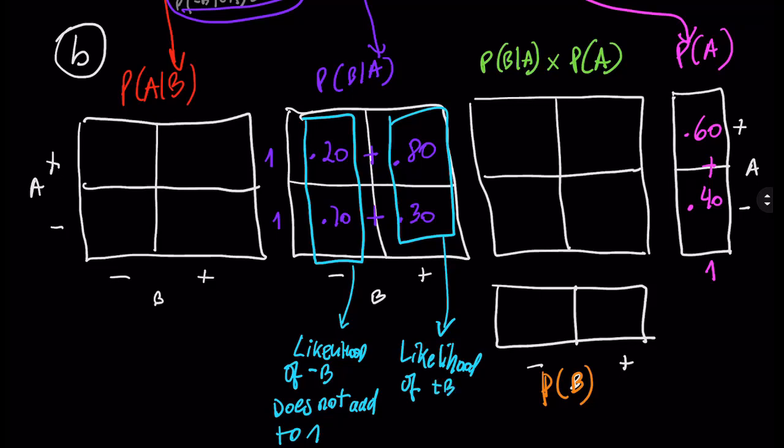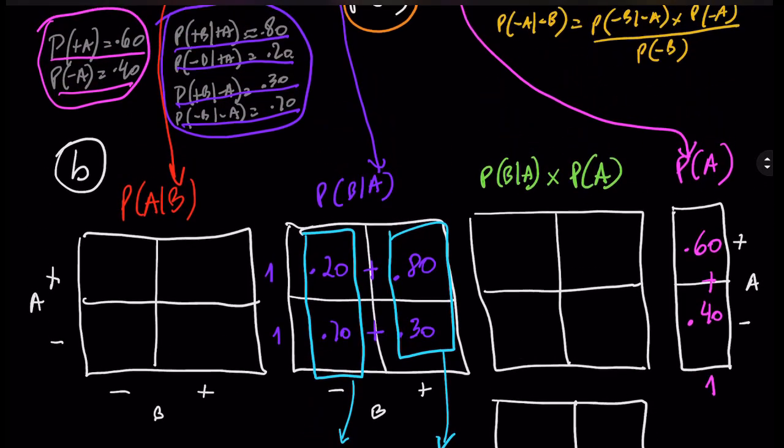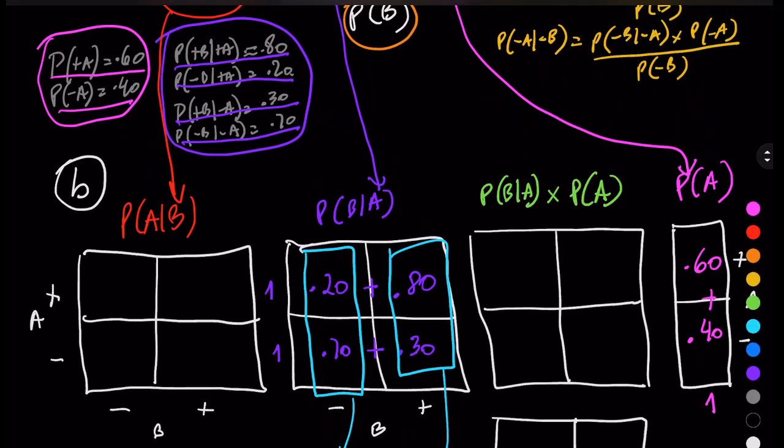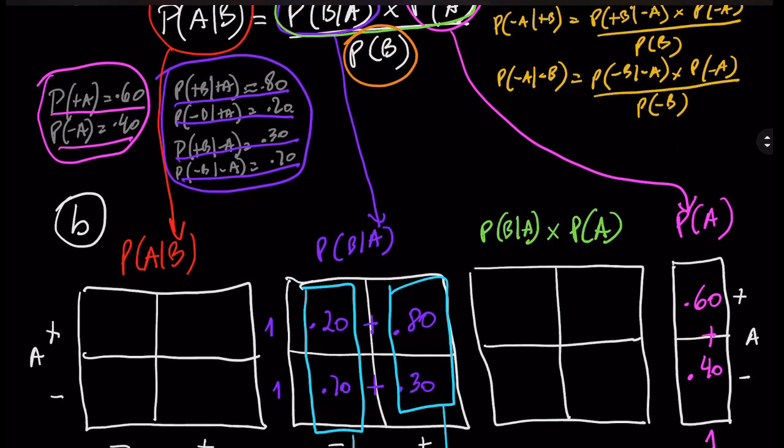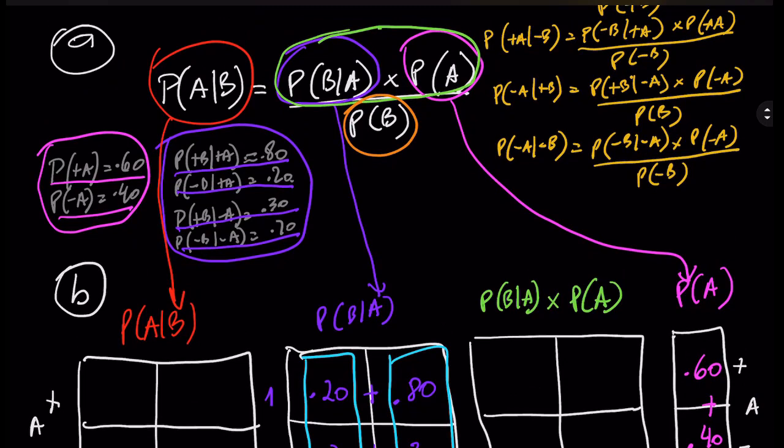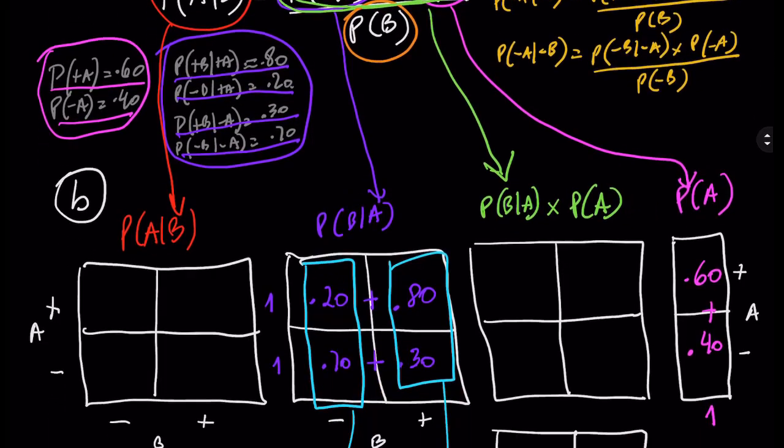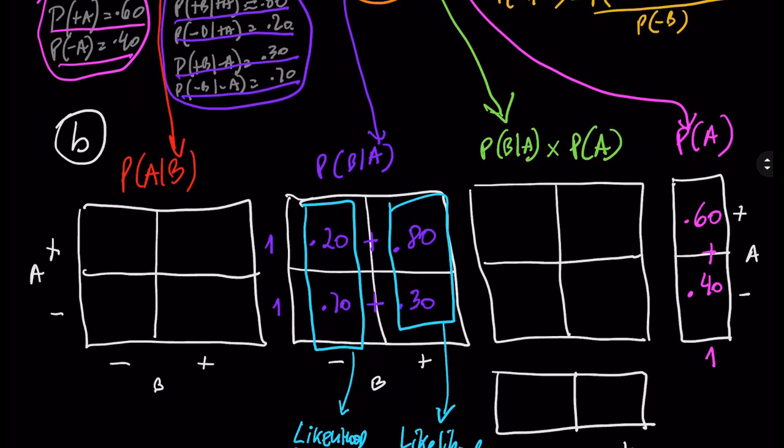Now, likelihood of plus B indicates if B is true, what's the likelihood of A being true, which is 0.8, and A being false, which is 0.3. So, importantly, you can see that these values do not add to 1. That's why this is called likelihood and not probability, because for anything that is a probability, the sum of the probabilities of the sample space must add to 1.